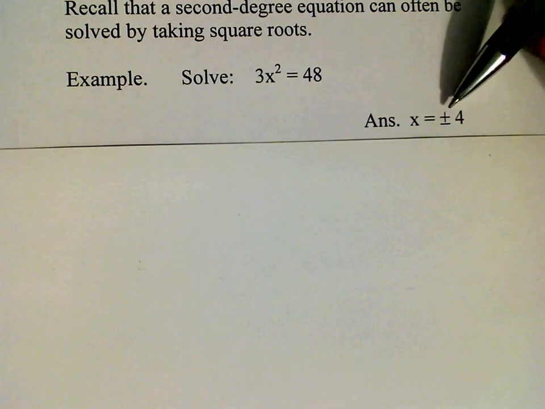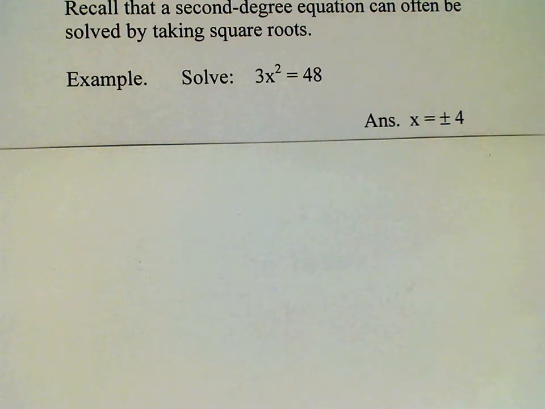And you notice this symbol here, which you may not have seen before. This is read as plus or minus. This says nothing more, nothing less than the fact that x could be positive 4 or x could be negative 4.